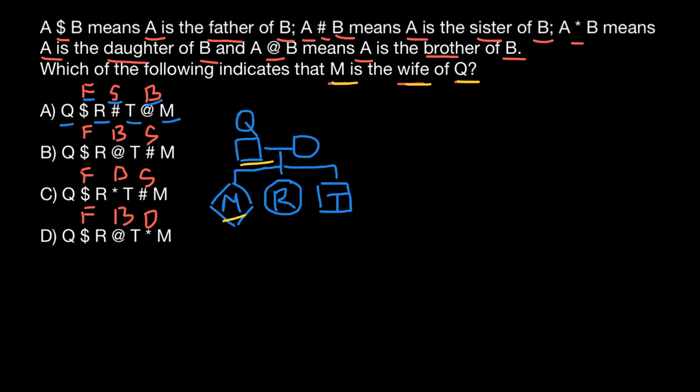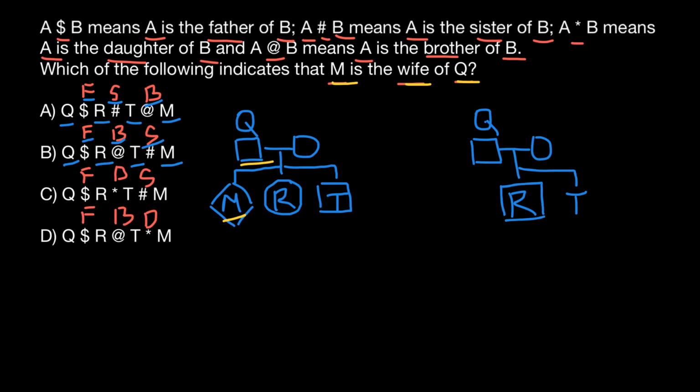Let's check answer B. Here we see that Q is a father of R, so every answer begins with the same first statement. So again, we have Q, who is the father of R, and whose wife is not mentioned here, but we understand that if Q is the father of R, we also have to add a mother of R and spouse of Q. And R is a brother of T. So R is a brother, so we include R in a box, of T. So T here, and T is a sister of M, so T is a sister, so we circle, of M.